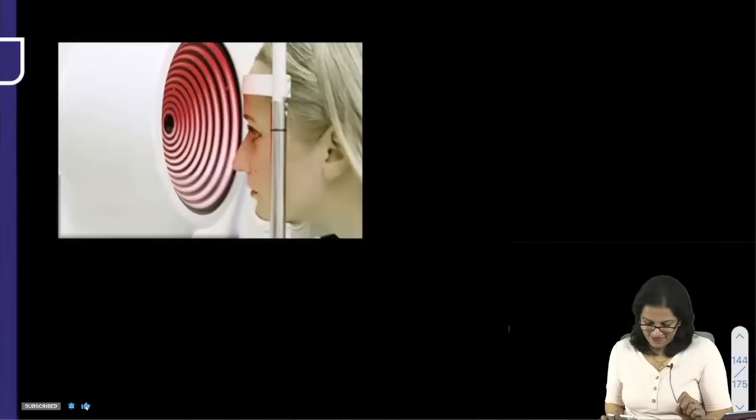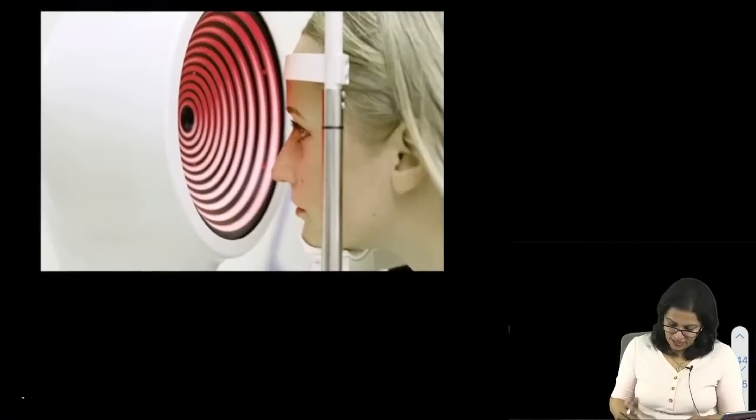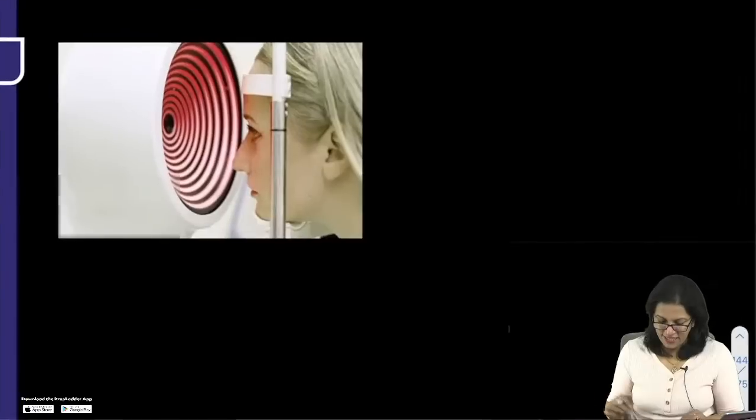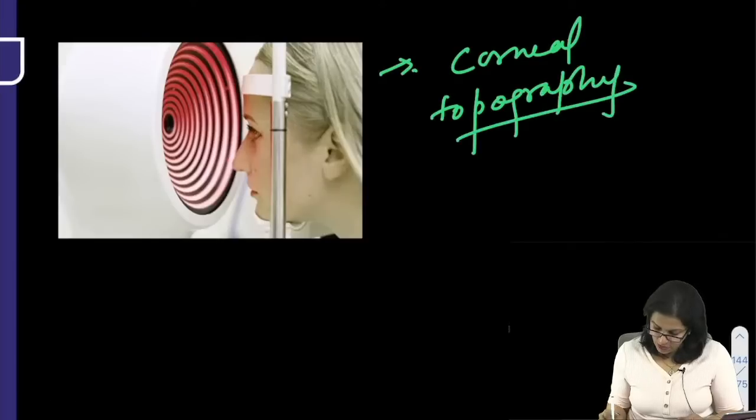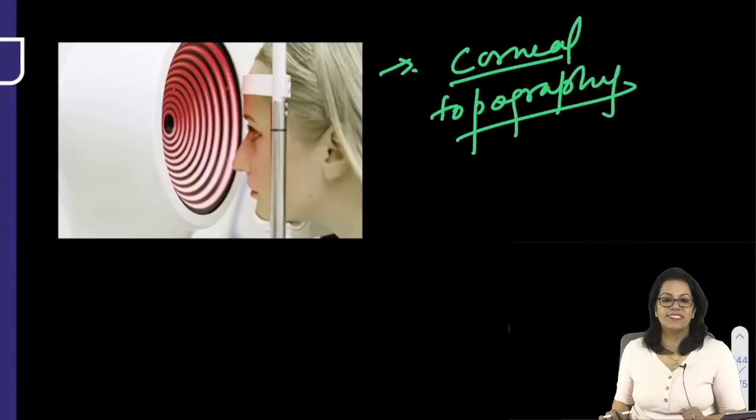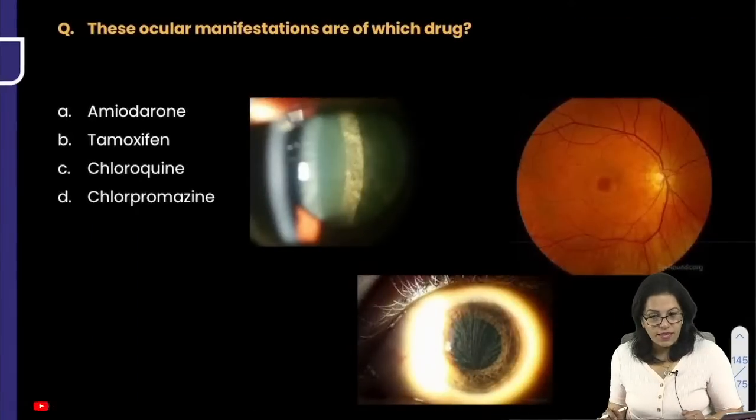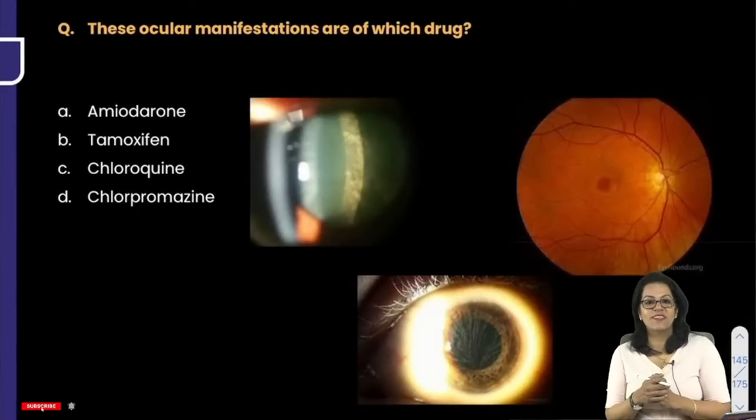Of course, what is this? Can you see this? Any idea? These circles? Topography. So we are talking about corneal topography. Again, it scans the whole surface of the cornea to see where it is steep and where it is flat.